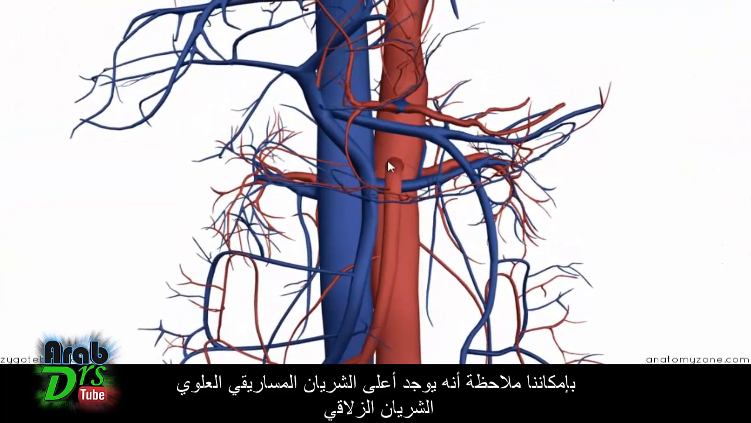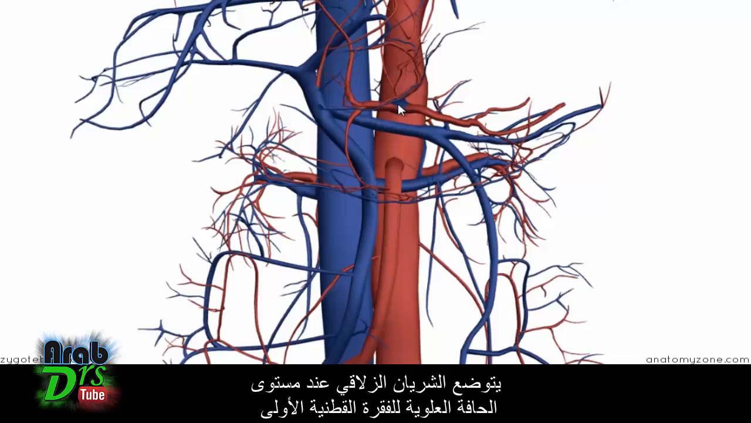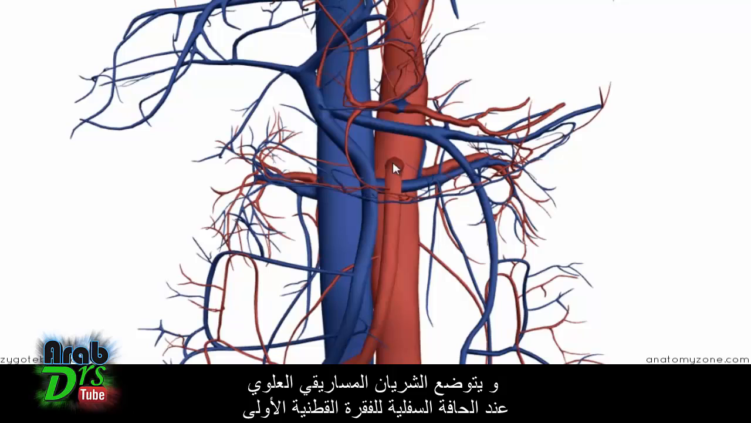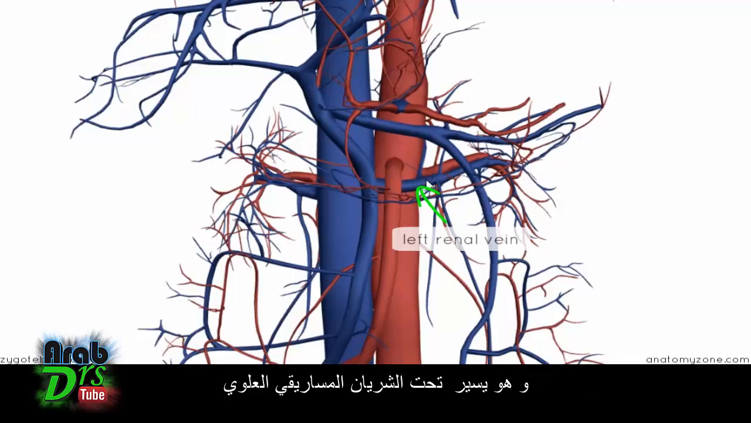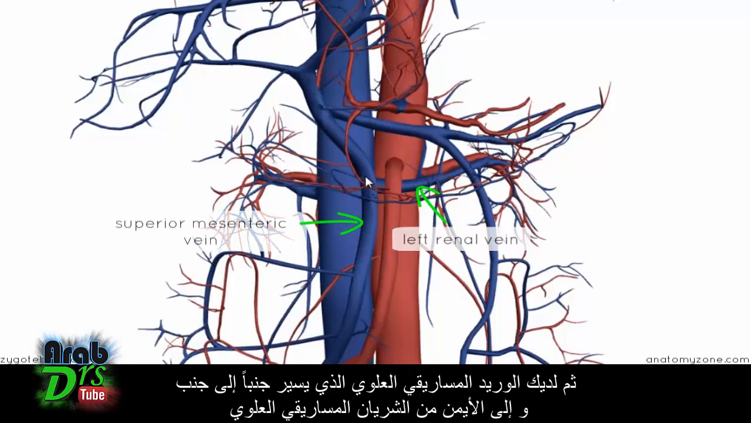What we can see here is that just above the superior mesenteric artery is the celiac artery, and the celiac artery lies at the level of the upper border of the L1 lumbar vertebra, and the superior mesenteric artery lies at the lower border of L1. Just underneath it you can see this vein, the left renal vein, which runs underneath the superior mesenteric artery. Then you've got the superior mesenteric vein which runs alongside it, just to the right of it.